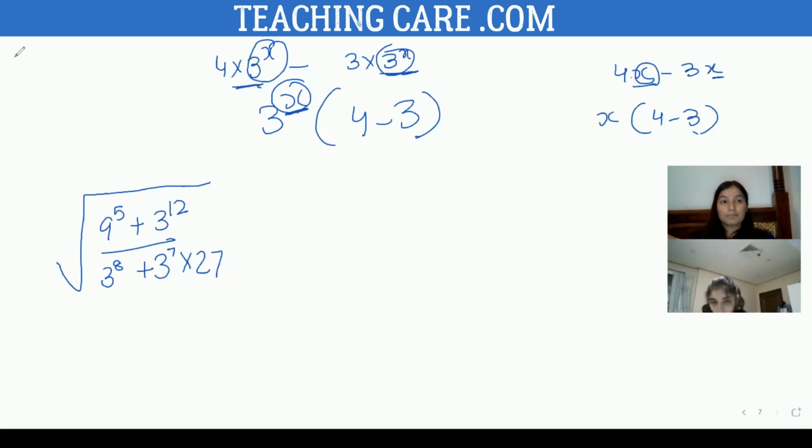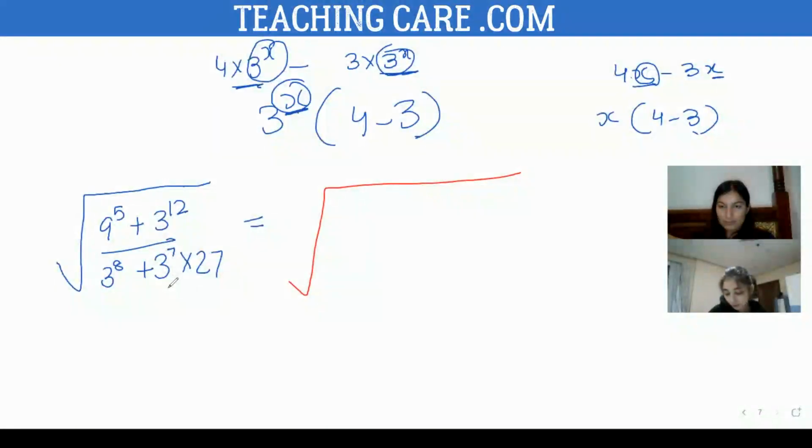I just want to make sure if it's like 3 to the power of 8 times 3 to the power of 7, do I simplify? Yeah, so now I'm at square root of 3 to the power of 22 over 3 to the power of 8 times 3 to the power of 7 times 3 to the power of 3.